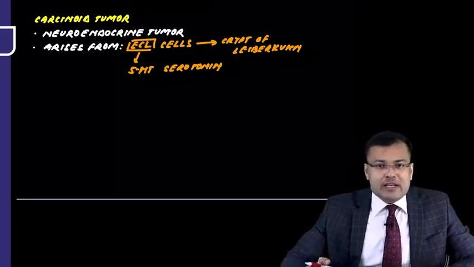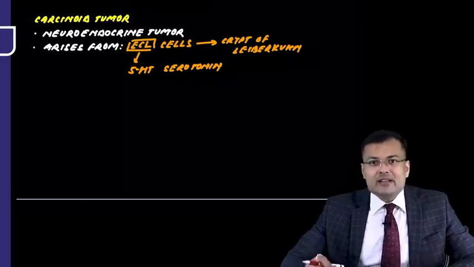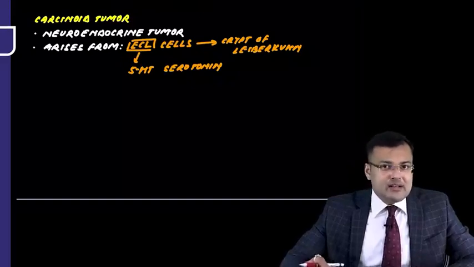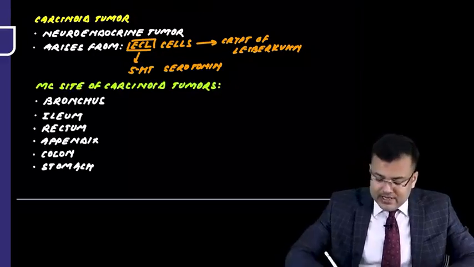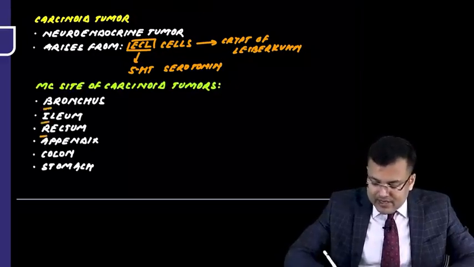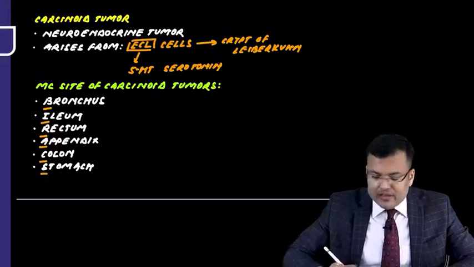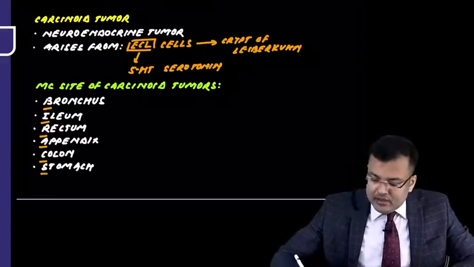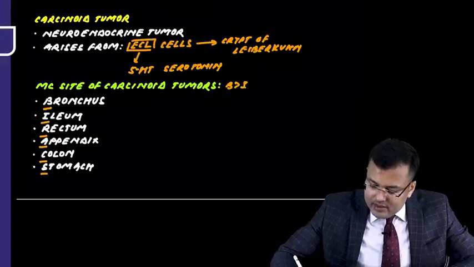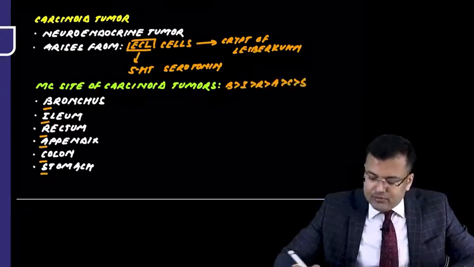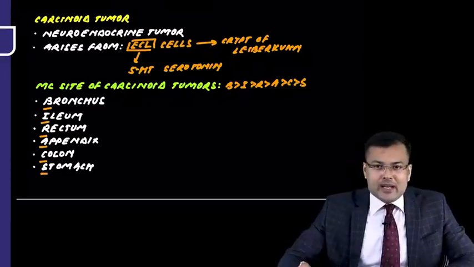Now, an important point: what is the most common site? In most surgery books it is written as appendix, but that's wrong. In DeVita and Harrison, it is given as bronchus, and that's the correct answer. The most common site is bronchus, followed by ileum, rectum, appendix, colon, and stomach. The mnemonic is BIRAX.